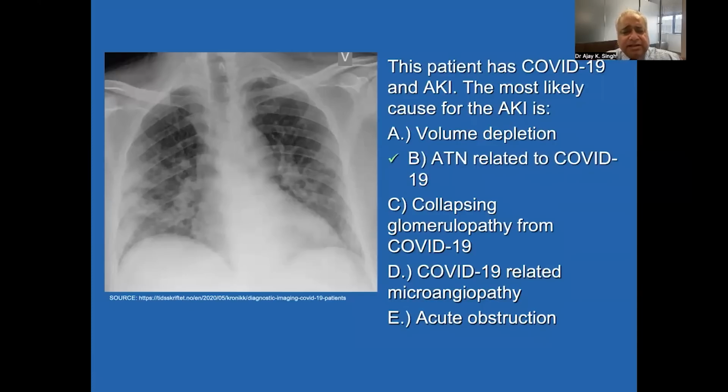And the reason for this is that physical examination doesn't suggest that he's volume depleted. His urinalysis doesn't show a tremendous amount of proteinuria and doesn't show a nephritic or a nephrotic looking urine sediment with lots of red cells or red cell casts. The COVID-related microangiopathy is not supported by his complete blood count or his hematological parameters, and acute obstruction is ruled out by the normal ultrasound.